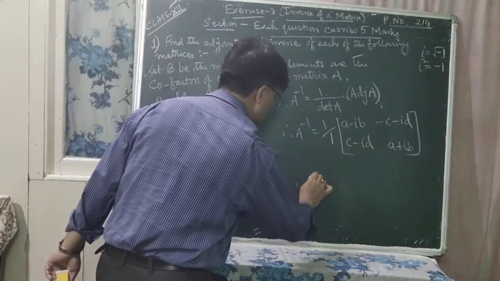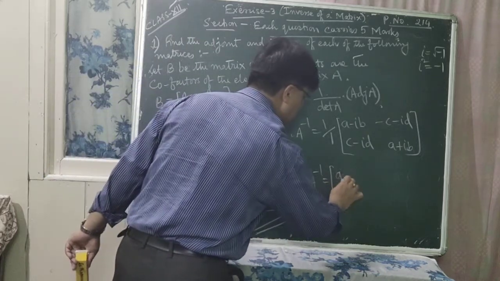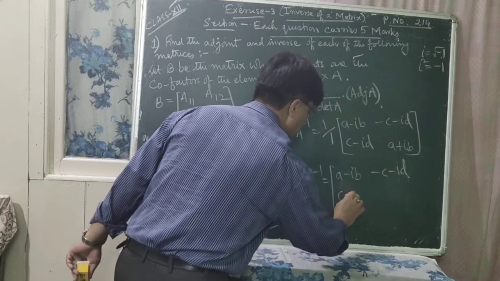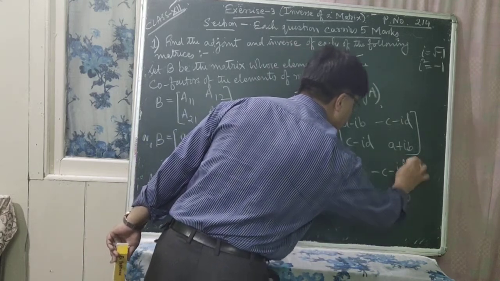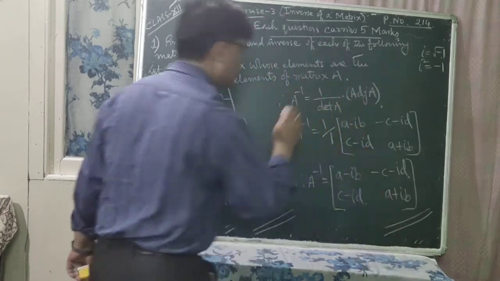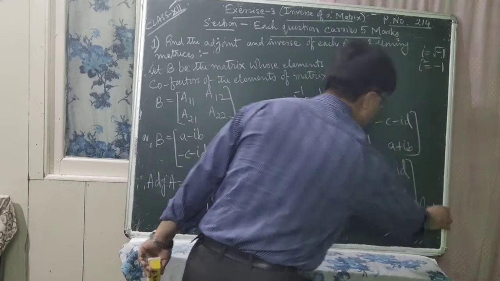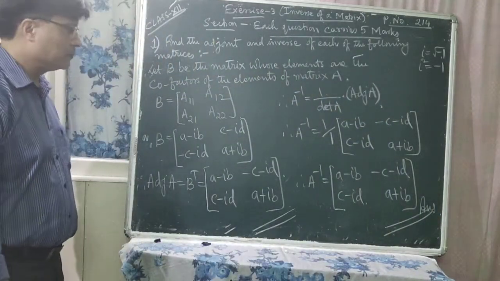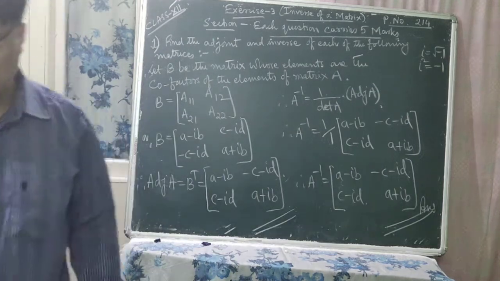So therefore this is your A inverse is equal to, what is here? It is A minus iB, minus C minus iD. This is C minus iD and this is your A plus iB. So this is your final answer. That is your A inverse. Okay. So I think you have understood this one also. So you can copy it. So we'll do the next problem now.